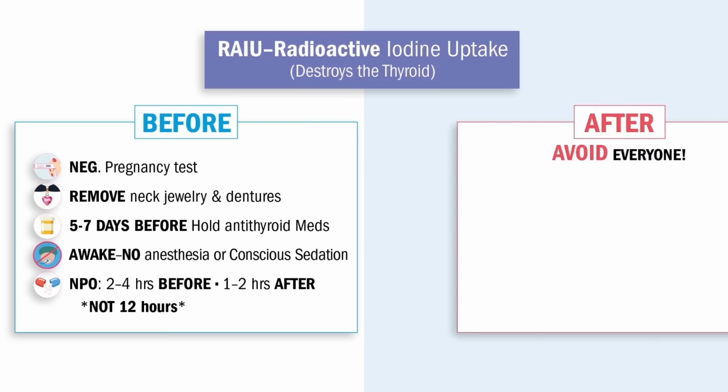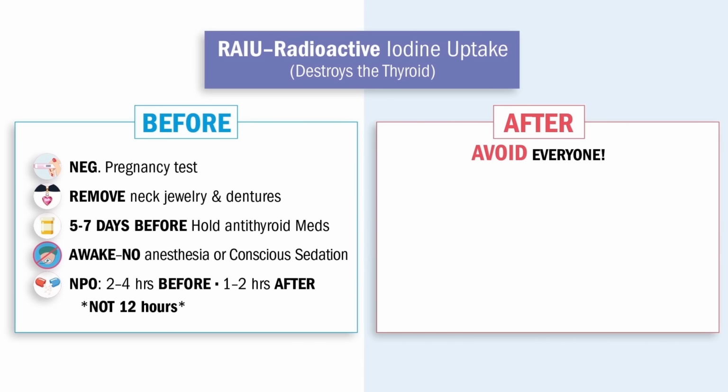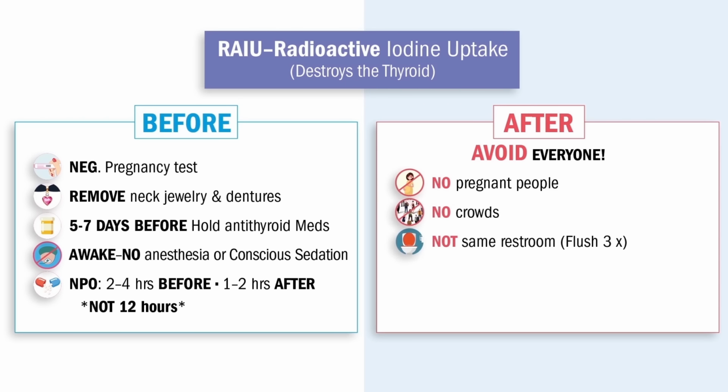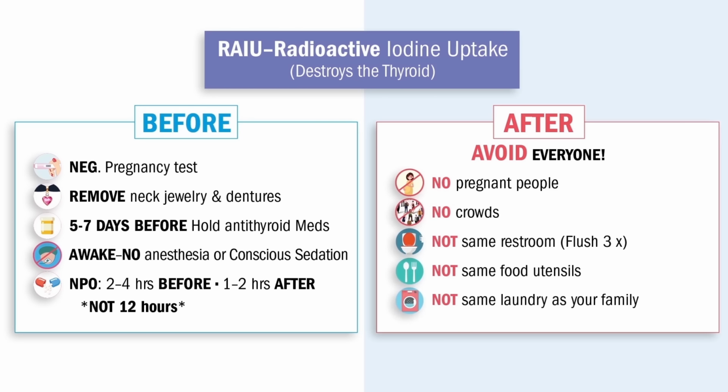And speaking of after we give it, guys, we avoid everyone up to 7 days. Now, most quiz banks say about 1 to 3 days. So just avoid everyone. So no going around pregnant people, guys, no crowds, not even the same restroom. We're flushing it 3 times. Not even the same food utensils, guys. And no, not the same laundry as your family, separate laundry baskets. And lastly, no cuddling and not even kissing.